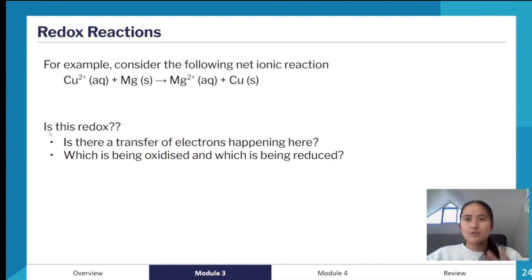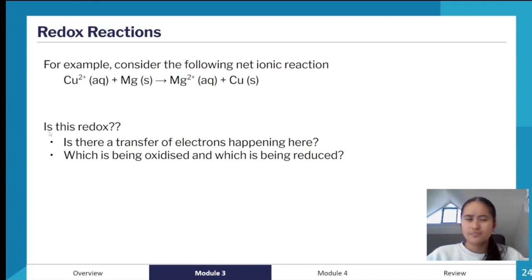So when we're looking at a reaction and determining if it's redox or not, the best way to do it is look at one species. So we're looking at copper and then determining what happens to its electrons there. And then we look at the other one and see if the opposite is happening to its electrons. So if copper was gaining electrons, that means the magnesium has to be losing electrons. That kind of thing, we have to figure that out. So the questions we ask ourselves are, is there a transfer of electrons happening? And then we can figure out which is oxidized and which is being reduced.